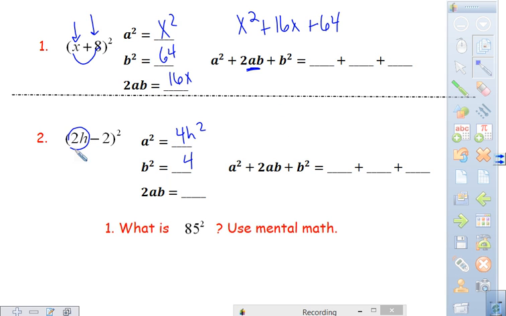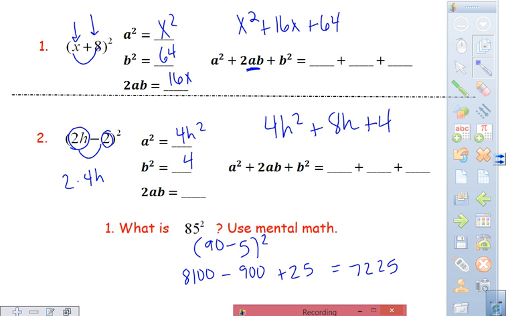Number 2, we have to take this and square it, so we get 4h squared, take the 2 and square it, and we get 4, and then we multiply these two together, and then we double it. So our answer is 4h squared plus 8h plus 4. We will skip the last example.